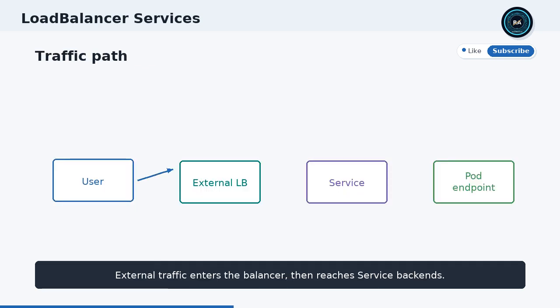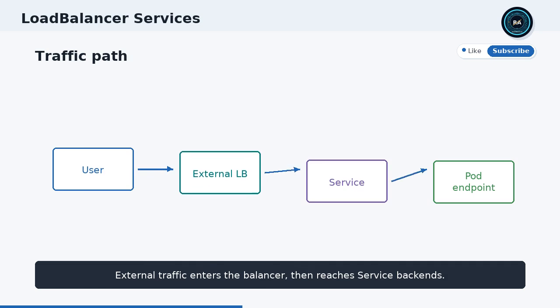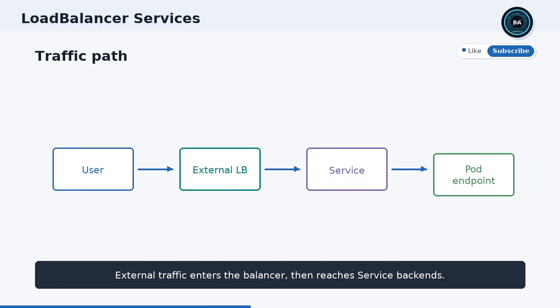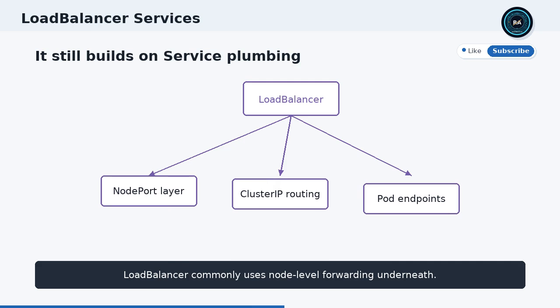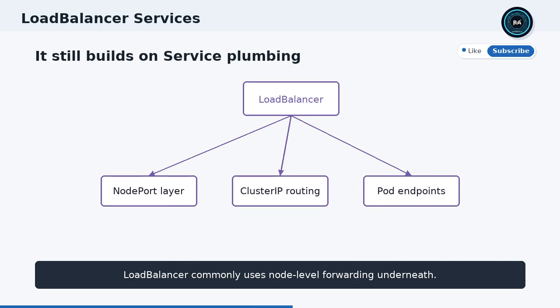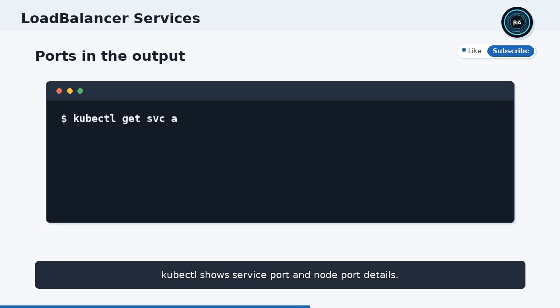When it works, traffic flows from the user to the external load balancer, into the cluster service path, then to one selected backend pod. Conceptually, load balancer is not a replacement for service routing. It sits in front of Kubernetes service plumbing and forwards traffic into it. When you inspect a load balancer service, the ports column often shows the service port and an allocated node port. That helps explain the path into the cluster.